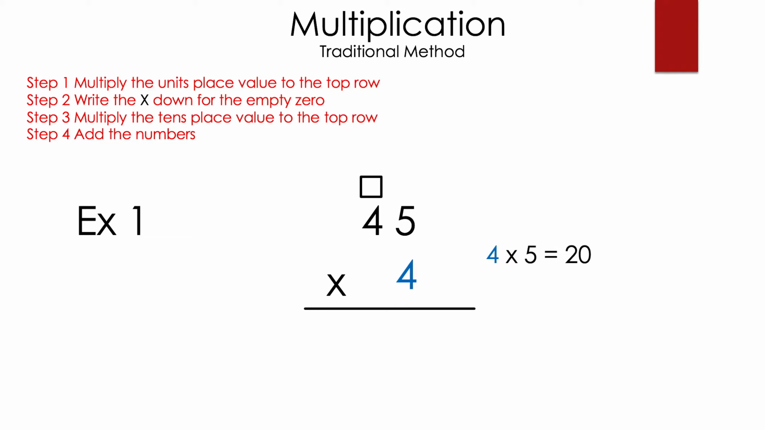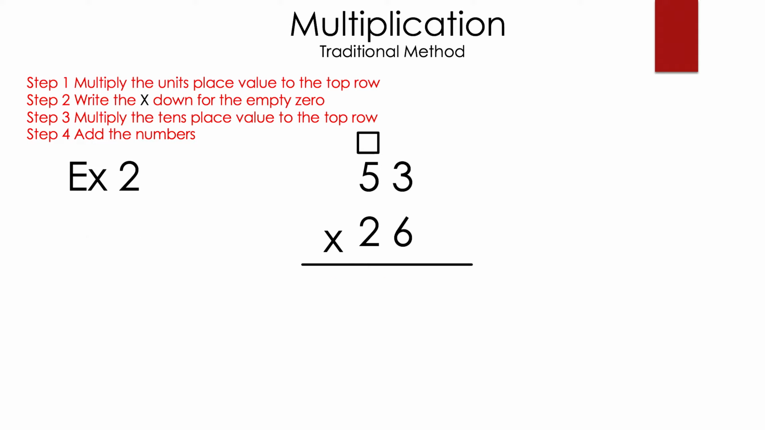So 4 times 5, we're doing that because we're multiplying the units place value to the top row, which gives me 20. We're going to rearrange it to see how many tens we have. We have 2 tens with 0 left over, so that is why we carry the 2 and bring down the 0. Now we multiply the 4 to the tens place value. So we do 4 times 4, and don't forget the 2. So we need to add that, which gives me 18. There's nothing else to multiply, so we just bring down the 18. And my final answer is 180.